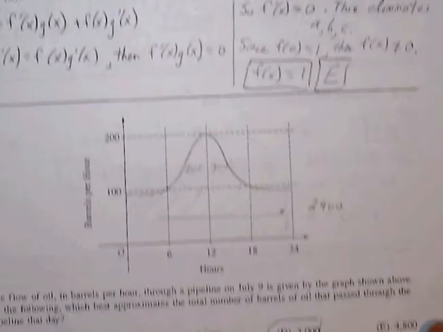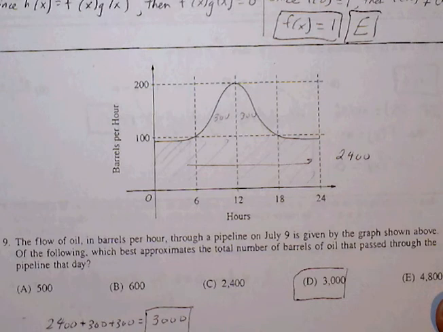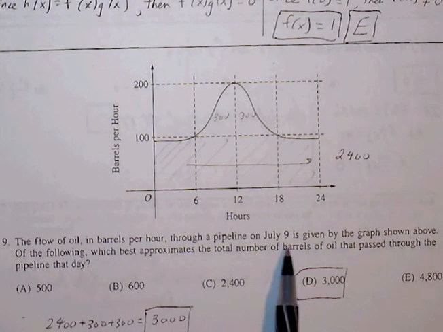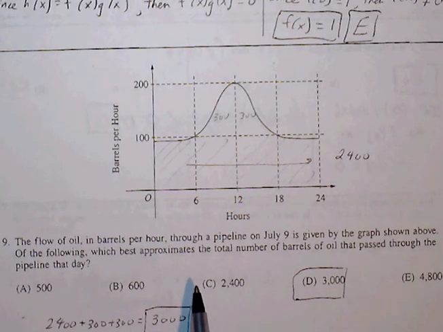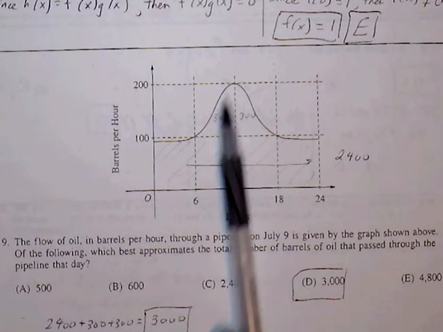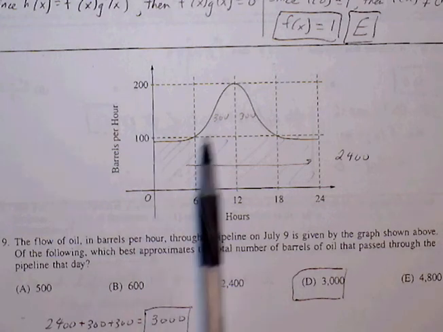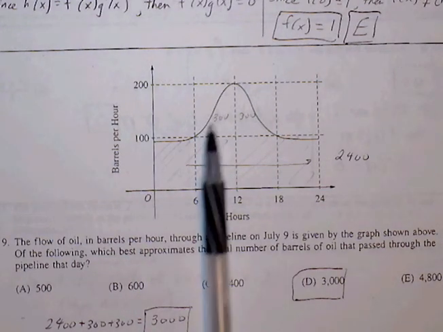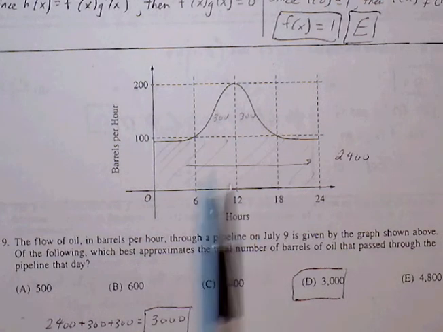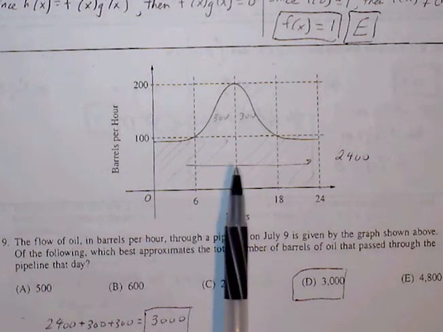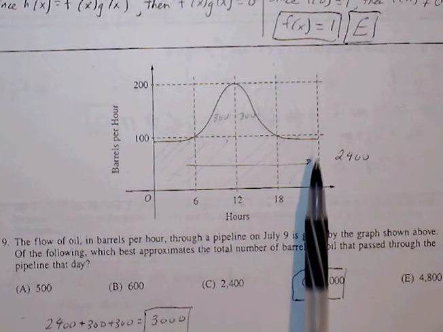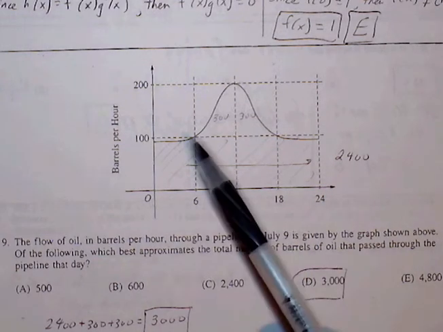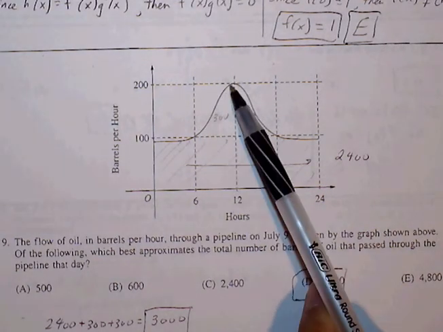Okay. Number 9. The flow of oil in barrels per hour through a pipeline on July 9th is given by the graph shown above. Of the following, which best approximates the total number of barrels of oil that passes through the pipeline that day? So if this graph represents barrels per hour, then the area underneath this curve will represent the total number of barrels. So we can estimate the area. We know that this is going to be 24 with the height of 100, so that's 2400.